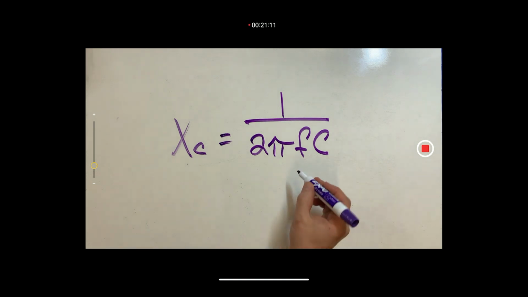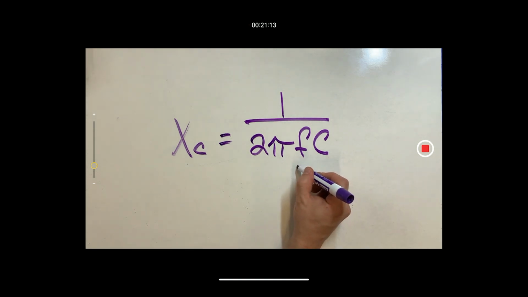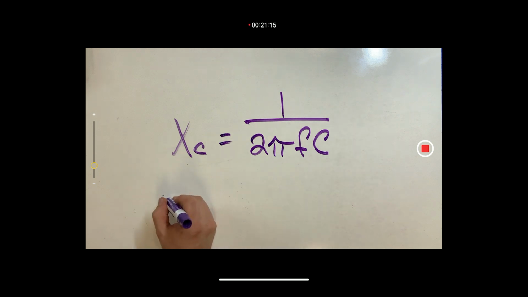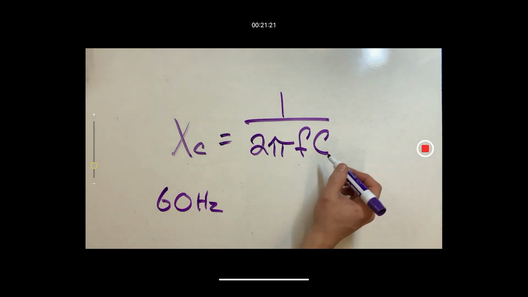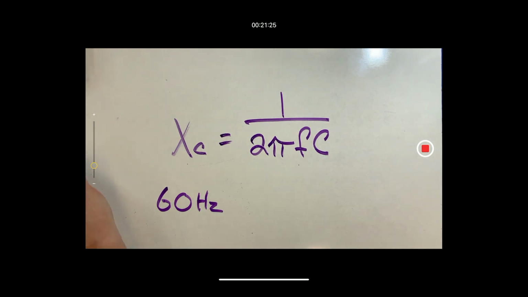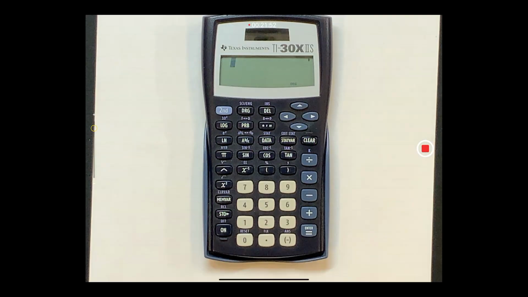So we're going to just pick a value of 60 for our frequency. So we'll go 60 hertz on this example and just plug that in. Now the capacitance is what we're going to change. Now this is going to get a little tricky because I'm not going to convert it to base units until the last step. So back to the calculator.